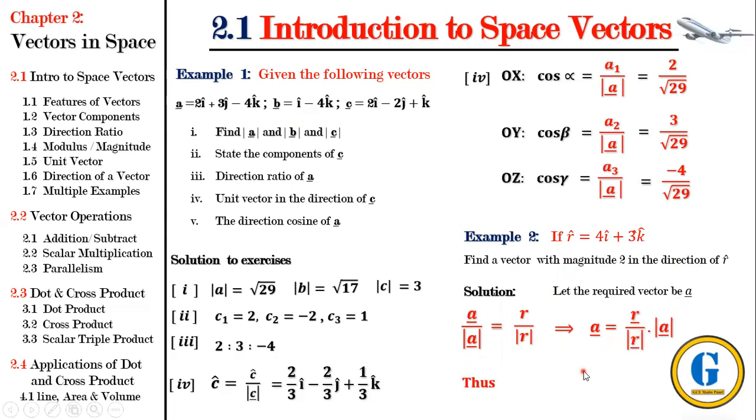And this will be equal to 2 over, that's because our modulus A is equal to 2, right? So modulus A is equal to 2, while our modulus R is equal to 5. That's the square root of 4 squared plus 3 squared, but show your working, don't forget that. So this can be written as 2 over 5, where 2 is the magnitude of the vector A, and 5 the magnitude of R, into the vector R itself. So this is a vector of magnitude 2 in the direction of R.